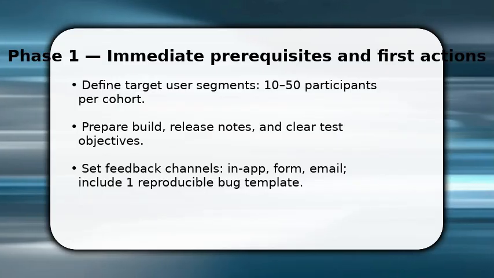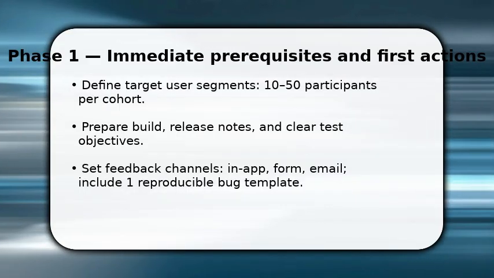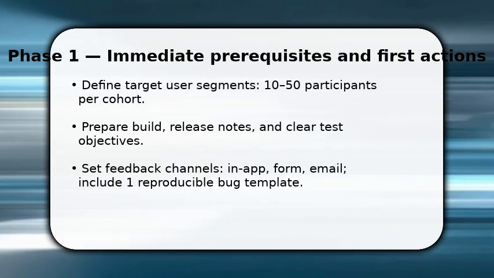You start by choosing who will test and what success looks like. Select 10 to 50 users per cohort and assign roles. Make sure they represent real workflows. Upload a working build with explicit release notes, test objectives, and a list of core scenarios.